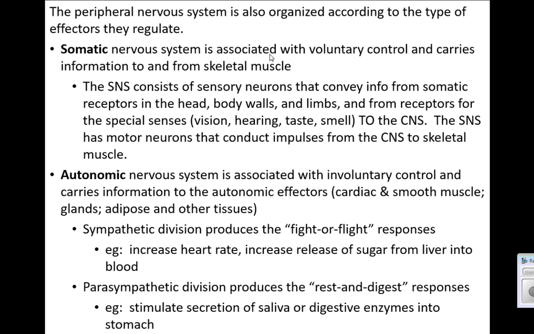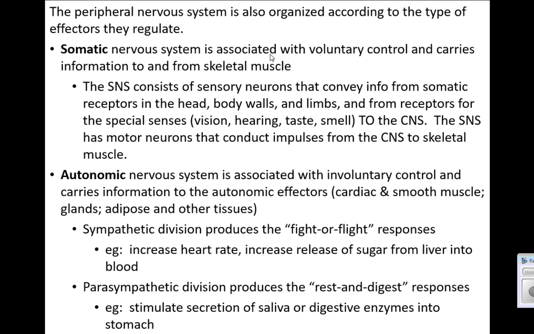So when I wave my hand at you guys, I'm utilizing the somatic division of my peripheral nervous system. And who's doing the waving or moving of my fingers? It's the skeletal muscles in my hand. And I'm consciously aware and doing this under my own control. Okay? I'm purposely doing this, or I'm purposely not doing it. Okay, that's what we're talking about with voluntary.